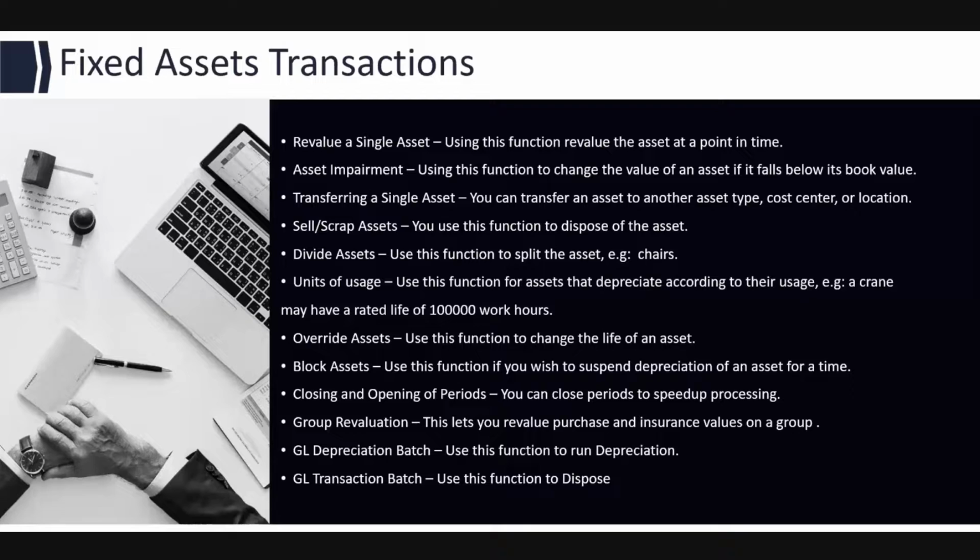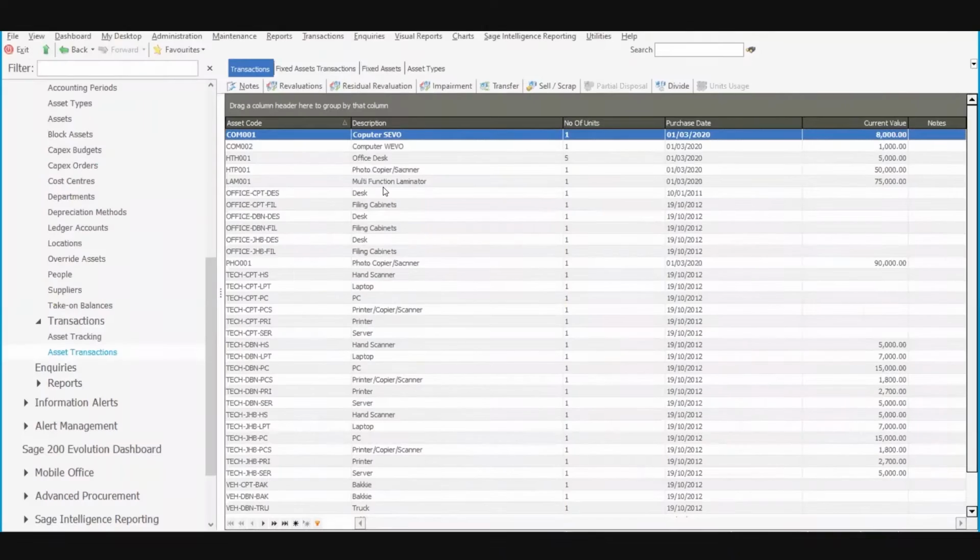And then you have your general ledger depreciation batch. You use this function to run the depreciation. And then you have your general ledger transaction batch. Use this function to dispose. So let's just go and look at the transactions screen. On this screen, you will find a list of all your fixed assets. And at the top is your transactions.